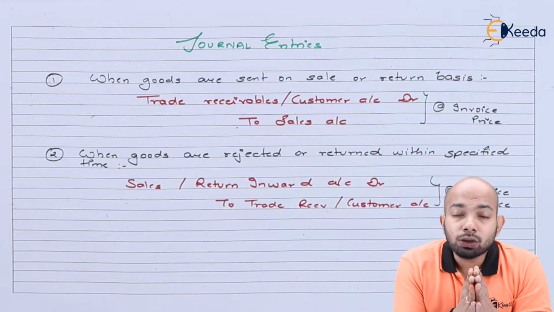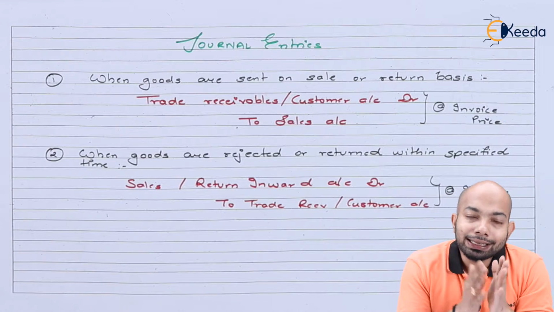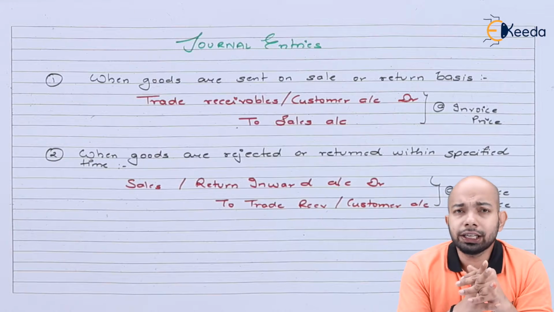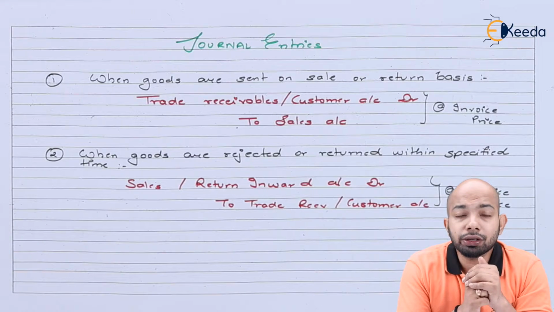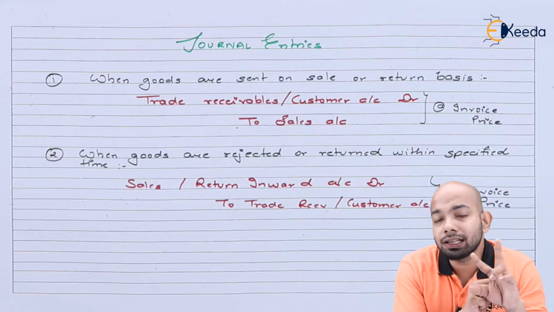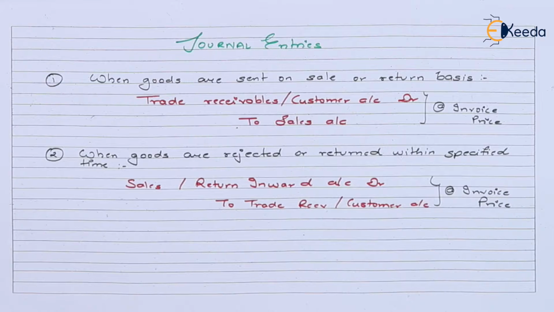Now the second entry is all about when the goods are rejected or returned back by the customer or the end user. Then in such a situation, whatever was credited in the first place, you can pass the reverse entry here. So it will be sales account debit to trade receivables or customers account, or you can also mention instead of sales, return inwards account debit to trade receivables or customer account. So that will be again at invoice price.